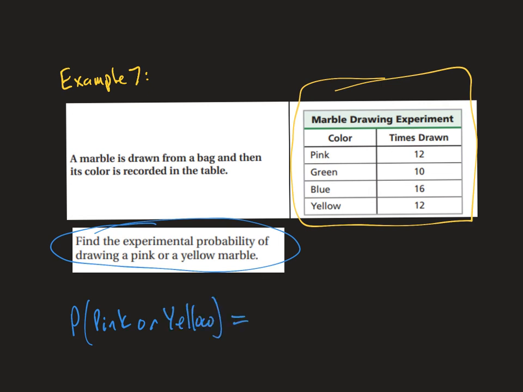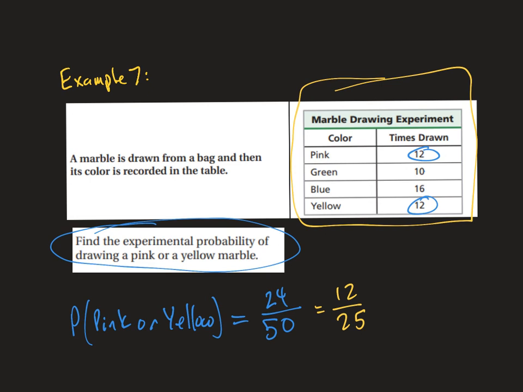So we just count these things. How many pink ones are there? There's 12. How many yellow ones are there? There's 12. So that's a total of 24. And how many total trials did we have? Well, we had 24 plus 10 is 34, plus 16 is 50. So 24 out of 50 is our probability here. Now remember, I'm a crazy math teacher, and I think we should always reduce fractions. So this is going to be 12 out of 25, 12 over 25 for that fraction.